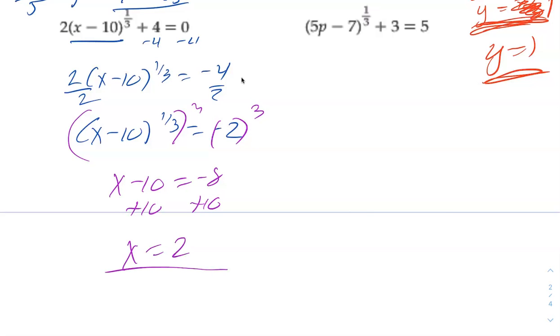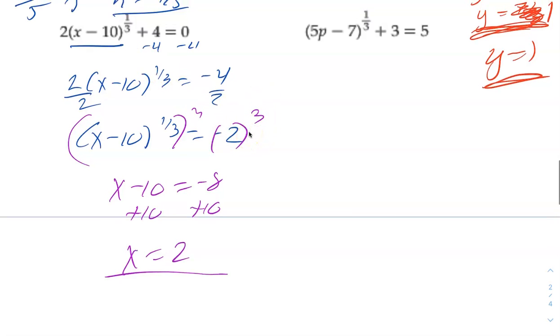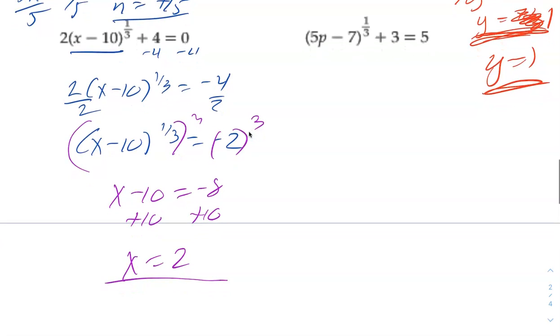Again, you do want to check your work, especially anytime you have to cube a negative. It's always a little funky. Or square a negative, actually. Cubing is generally okay, but squaring definitely not okay all the time. 2 minus 10 is negative 8. Cube root of negative 8 is negative 2. Negative 2 times 2 is negative 4. So this one does work. But you definitely want to check when you have to square it, and you do something with a negative, a power to a negative. It always gets messy.